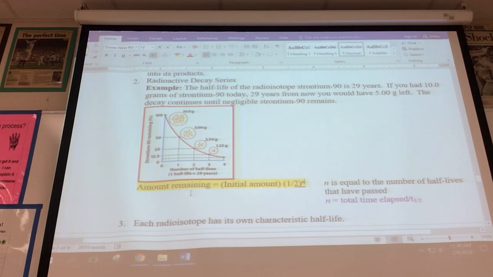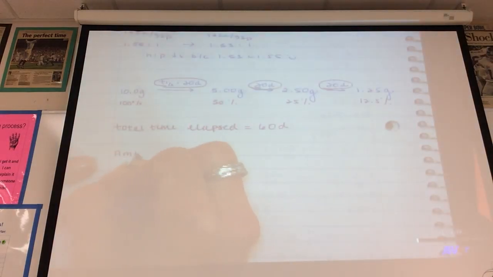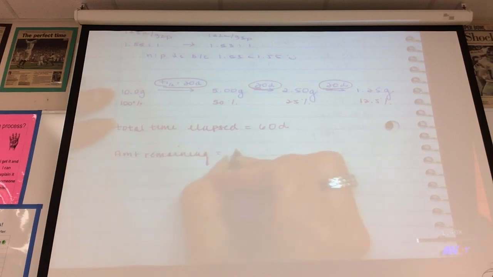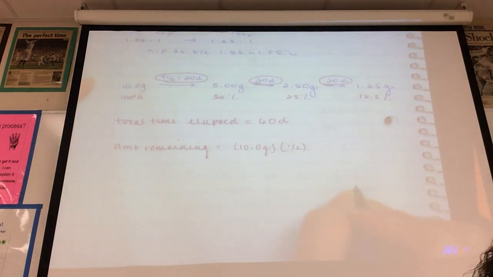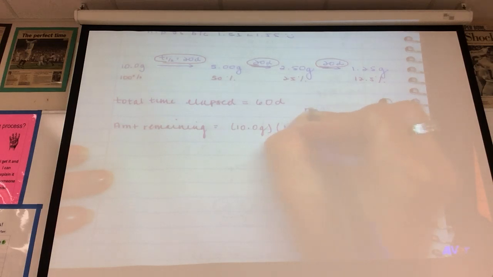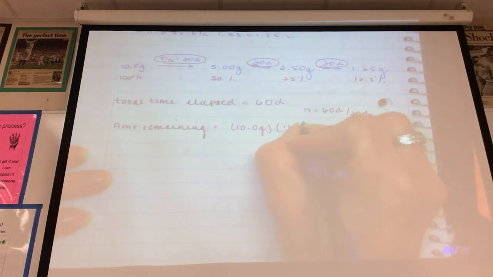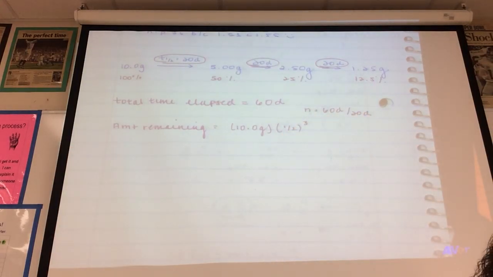The amount of substance that remains is equal to the initial amount times 1/2 to the n power, where n is the total time that has elapsed over the half-life. So in regard to the example that we did previously, if I wanted to know the amount remaining, that's equal to the initial amount that you started with, 10 grams, times 1/2 to the n power, where n is the total time elapsed, which is 60 days, over the half-life, which is 20, which is 1/2 to the third.